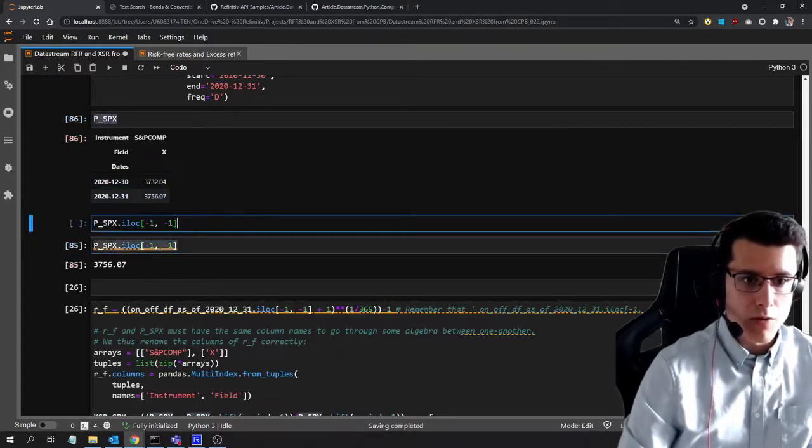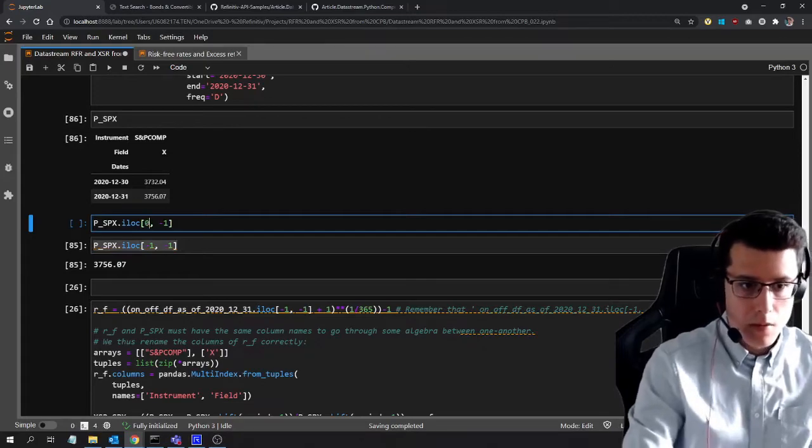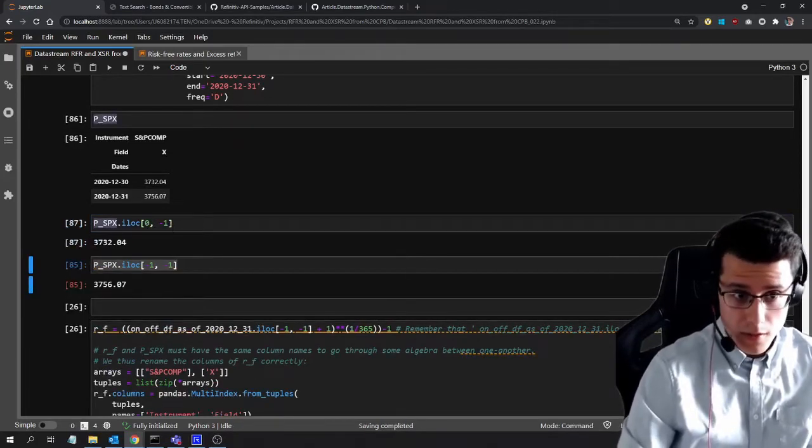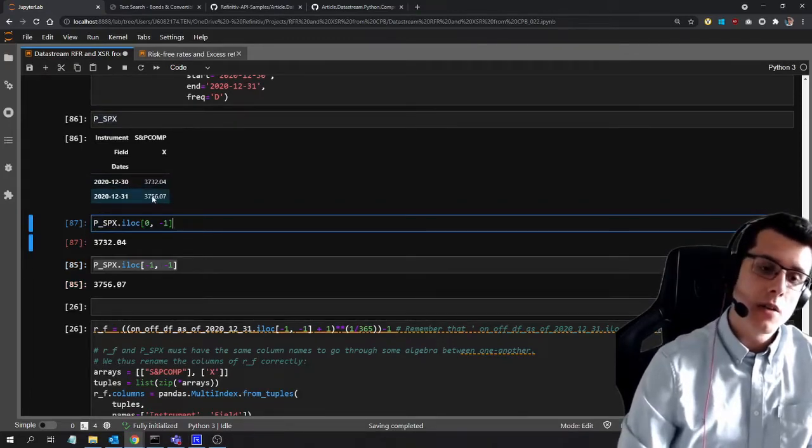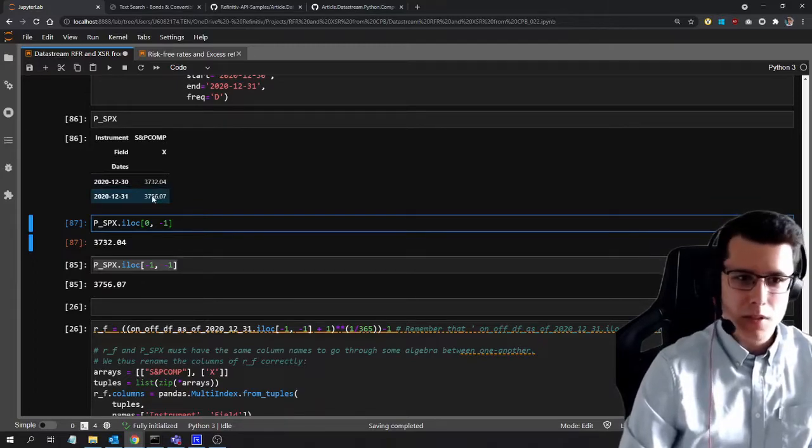Because I don't think it's going to be 0. Maybe it is. Maybe it isn't. It is. Beautiful. So the 0 is this one. The 1 is this one. Although I don't like to use iloc because it makes it a bit confusing. What are we looking at?